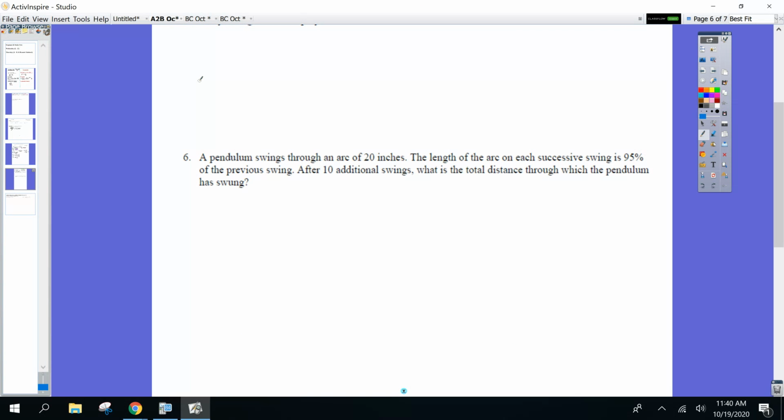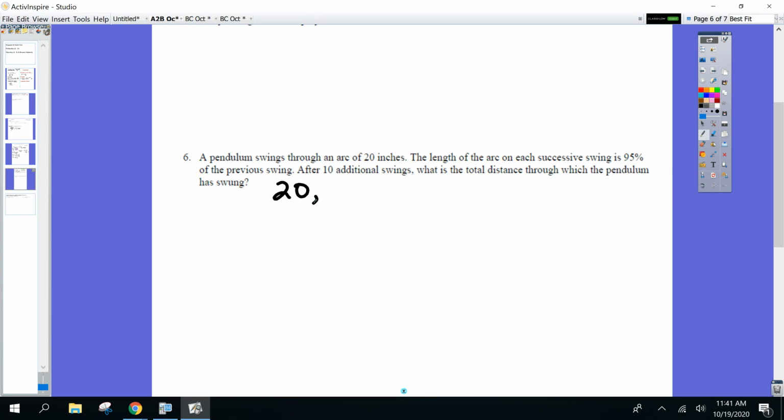All right, so a pendulum swings to an arc of 20 inches. The next swing's going to be 95% of that. After 10 swings, what's the total distance it goes? You guys know how I roll. Can I see a couple numbers in the sequence first, before you want me to add them up? So what's the first swing? 20 inches, right? Can you find what the next swing would be?